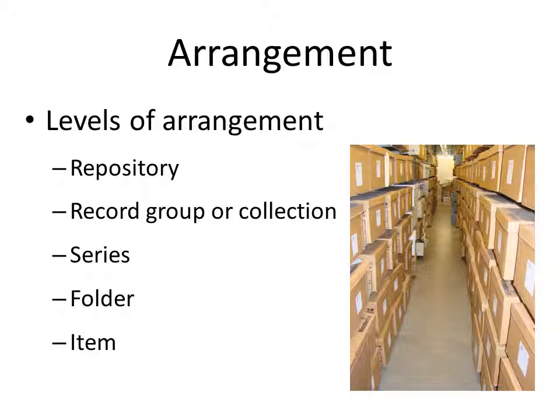So sometimes you're looking at a repository level, which is the entire holdings. Sometimes you're looking at a record group or collection level. That's probably more frequently where we deal with arrangement. And then you get more detailed than that with a series, with a folder, and with an item. And so those are the various levels of arrangement that you can use as you're trying to figure out how did the people before me, or the people who gave this stuff to us, how did they have it organized?